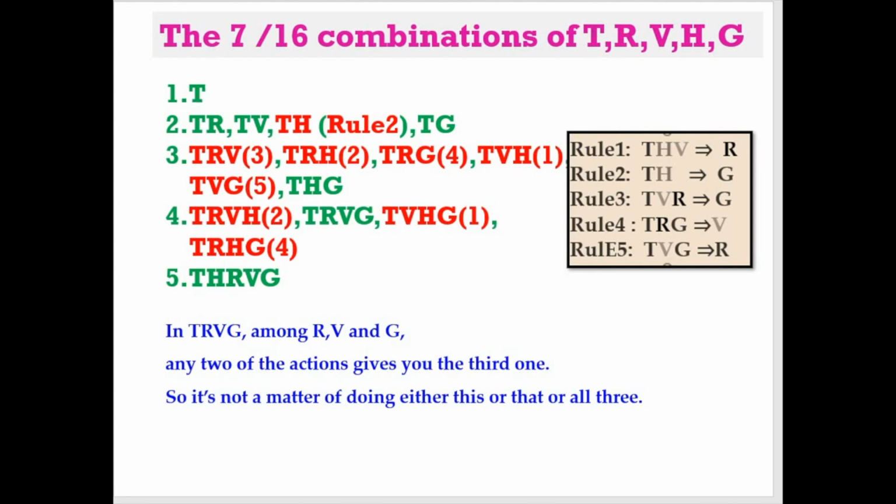And we will now consider 2 at a time. So in that case, what all do we have? T and R, T and V, T and H, T and G. So TR, TV, TH, TG. You cannot have RV, RH, RG because T is not present. You know that whenever we consider the transformations, T must be present.